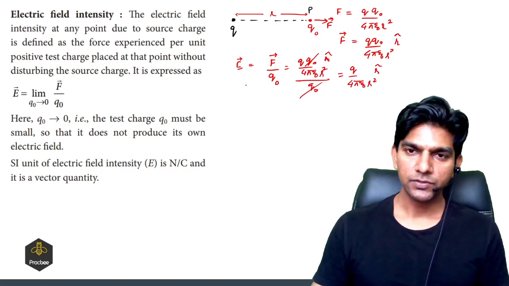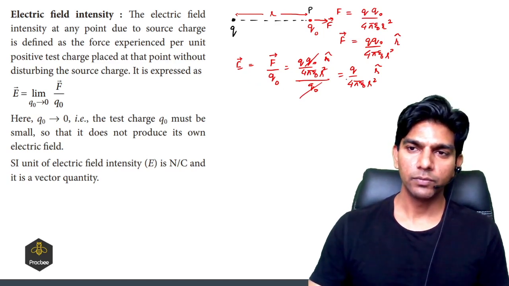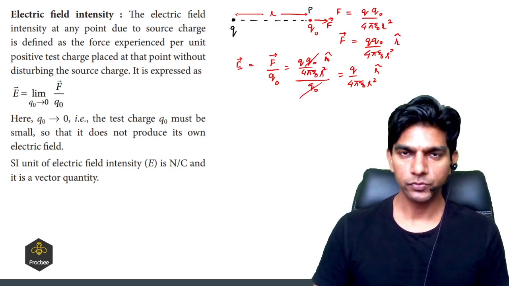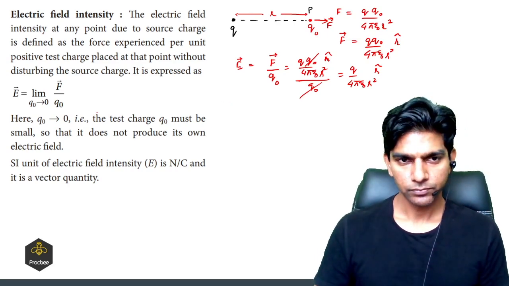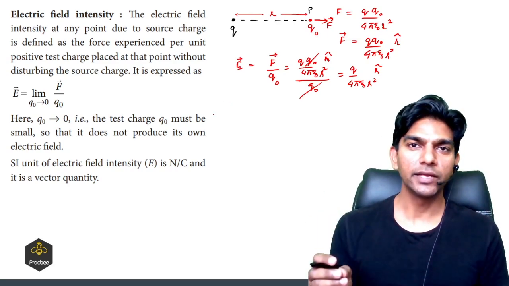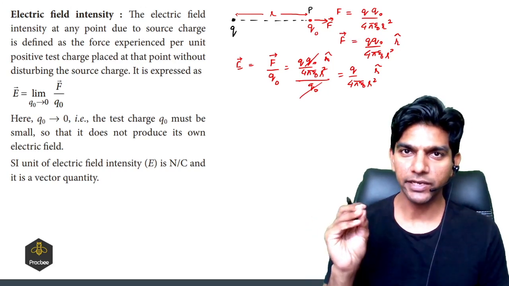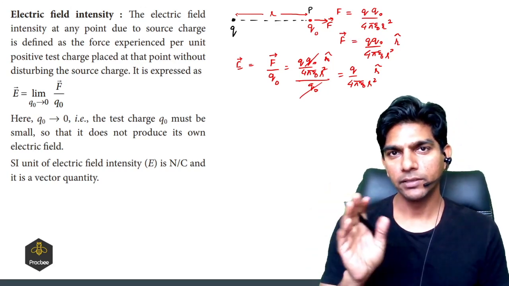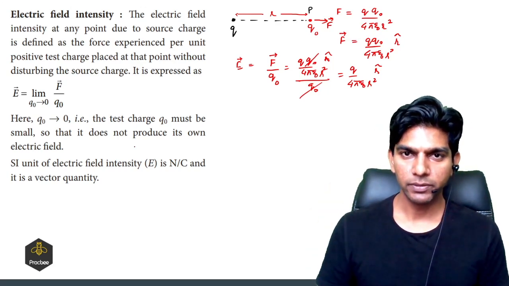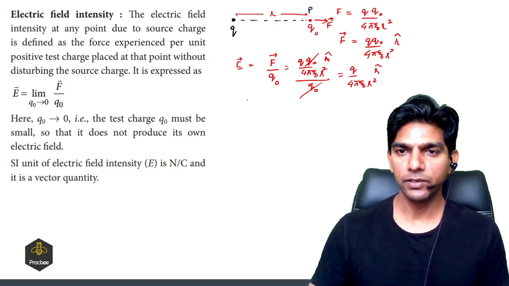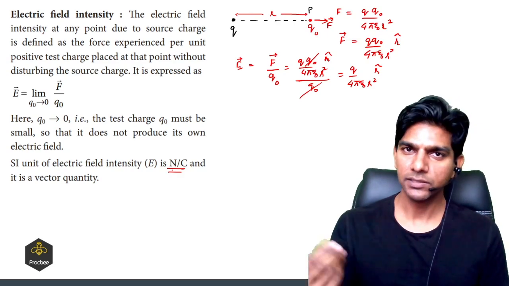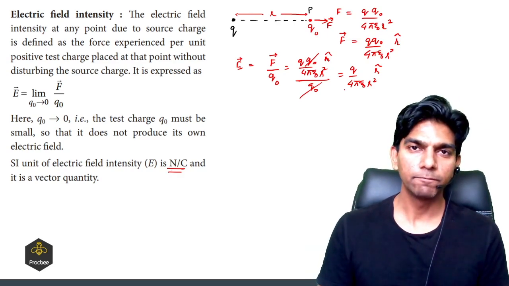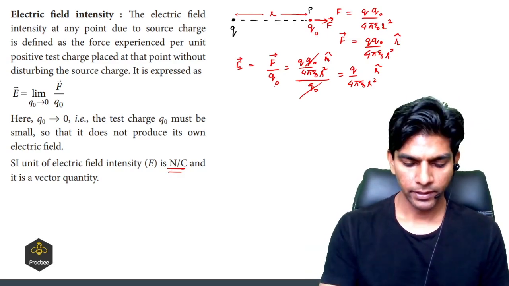You have to remember this formula, that electric field will be given by Q upon 4 pi epsilon naught r square. So it depends only on the distance from the point charge. And here this q naught has to be very small, otherwise it will change the field produced by the charge Q. So that thing you have to remember. The unit of electric field will be Newton per Coulomb, and it is a vector quantity. Obviously it is a vector quantity, right? Because it is force upon charge.